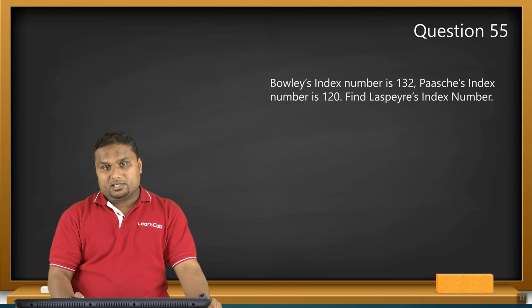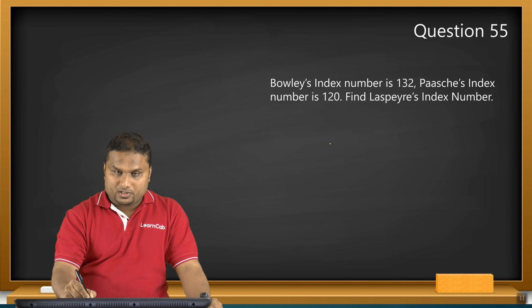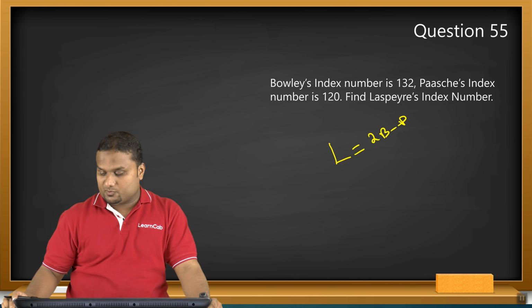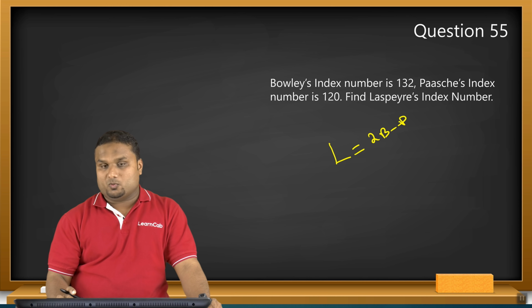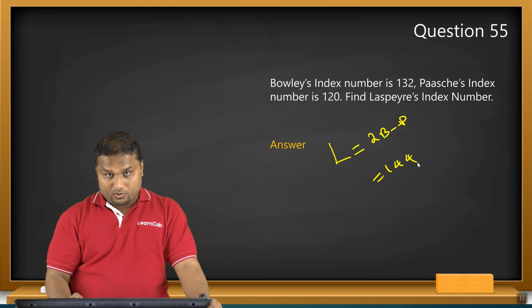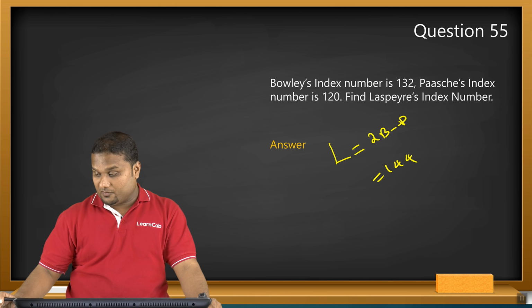Bowley's index number is 132, Paasche's index number is 120, find Laspeyres. Here the formula for finding Laspeyres is 2B minus P, that is 2 into Bowley minus Paasche's. The value of Bowley is 132, so 2 into 132 minus the value of Paasche's, 120, so the answer is 144. So you can crack the question, it is 144. Now you got the value of Laspeyres as 144. Suppose they are asking what is the value of Fisher's.